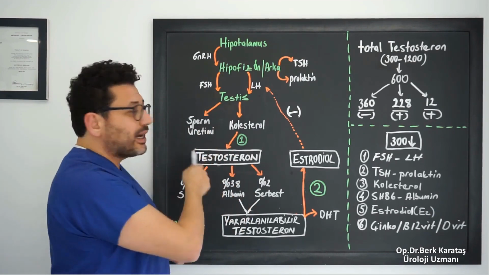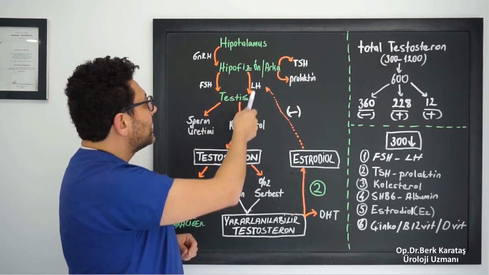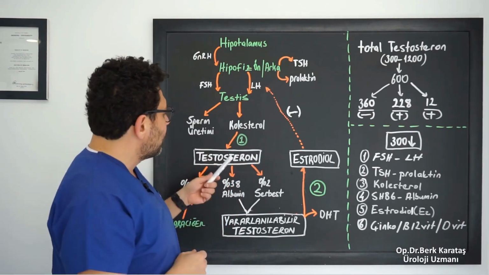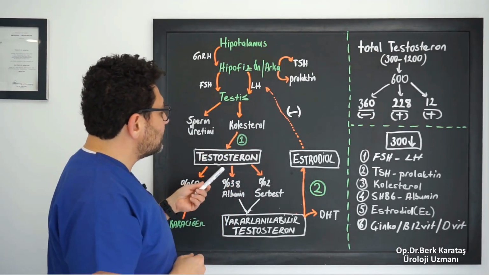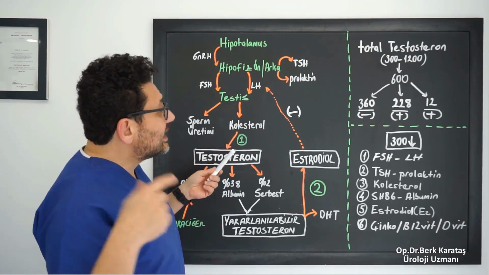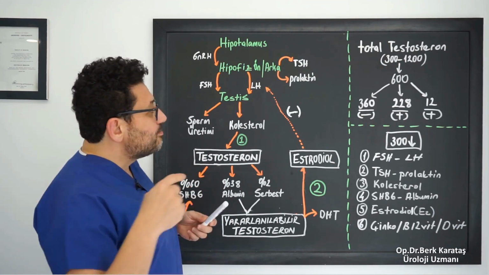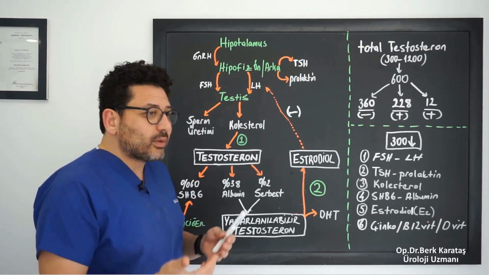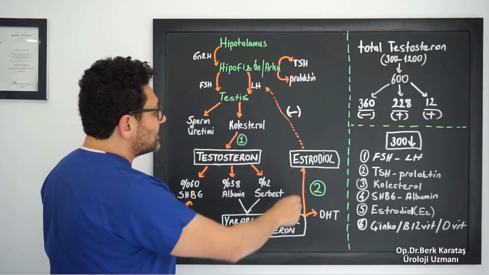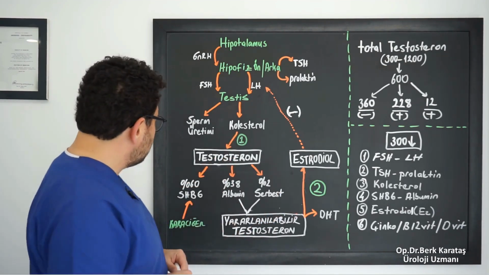FSH causes sperm production in the testicles. LH produces testosterone from cholesterol. The production of testosterone from cholesterol is very important. I will explain this, especially in the second video. One of the areas where we can intervene, meaning where we can improve this situation through nutrition, is this. The second point is that testosterone converts into estrogen.